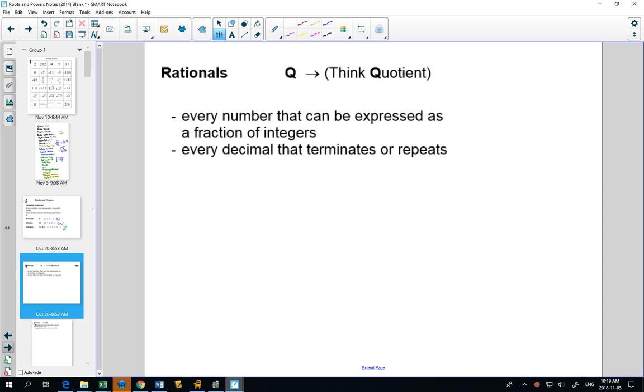And then we have our rational numbers, where the symbol is a Q. And you think quotient, because a rational number is any number that can be expressed as a fraction of integers. So it includes positive and negative. Any decimal that terminates or repeats can be written as a fraction.